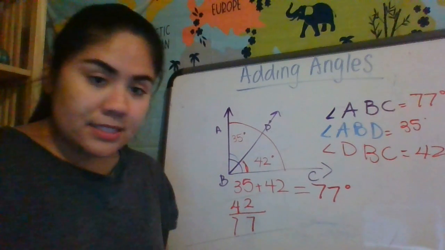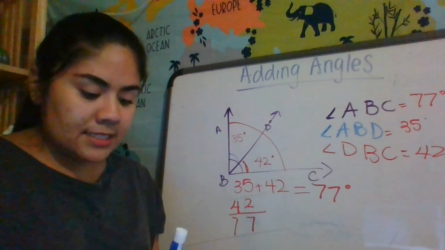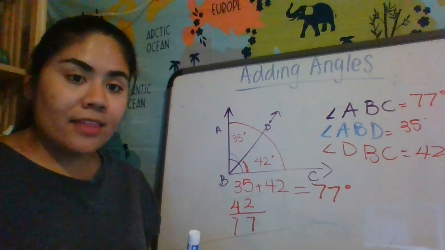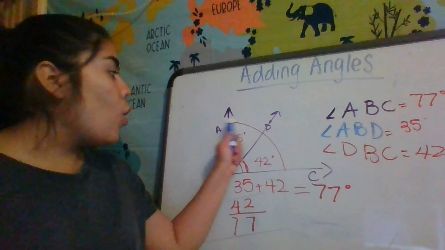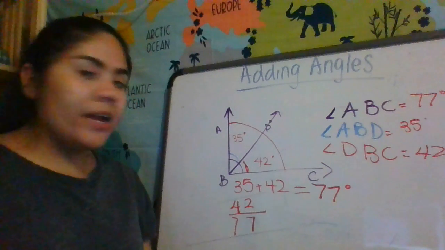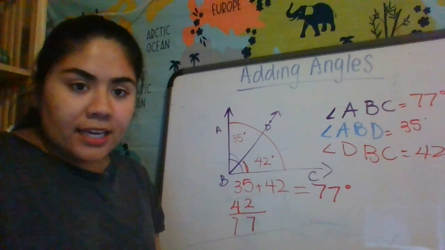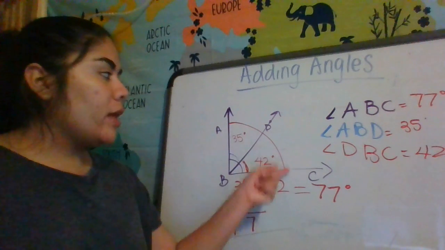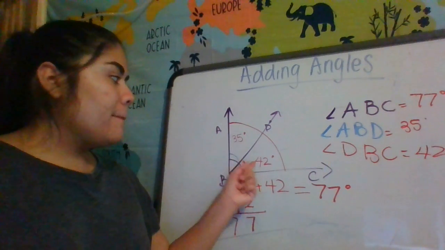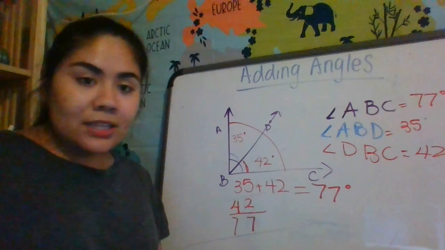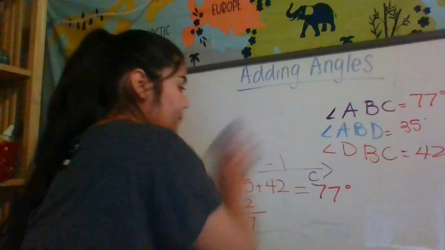So that's basically what the lesson is. The lesson is taking two angles that you're given and adding them together to get the whole angle altogether, right? Now, it gets a little tricky when they give us the whole angle and a smaller one, but not the last angle.